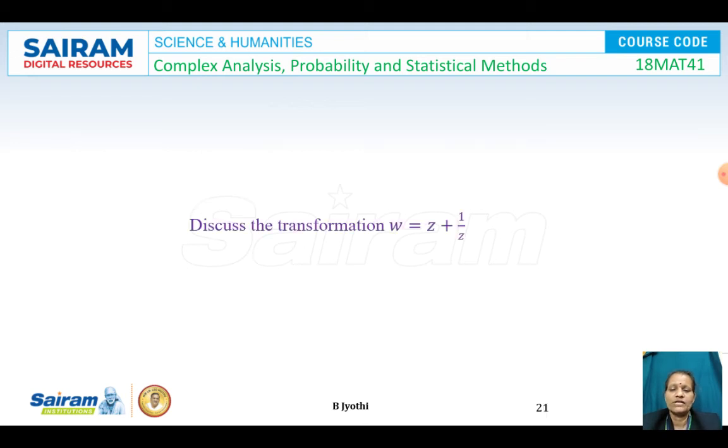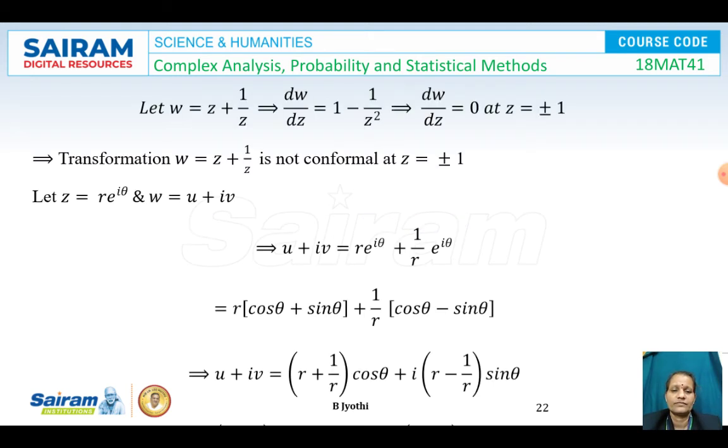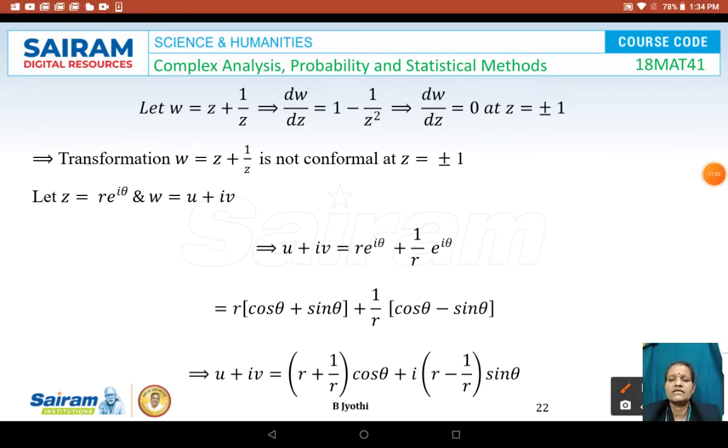Next we have one more, the last transformation, that is z plus 1 by z. So let w is equal to z plus 1 by z, it implies dw by dz is 1 minus 1 by z square, and it is equal to 0 when z is equal to plus or minus 1. And the transformation is not conformal at z is equal to plus or minus 1.